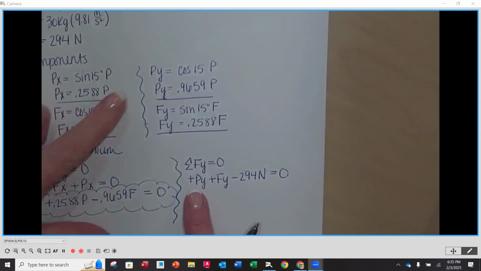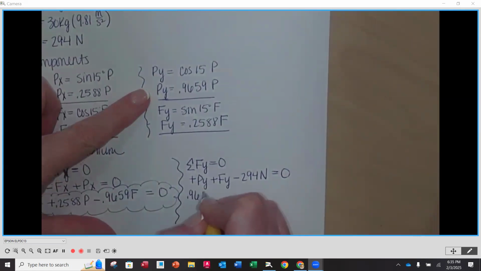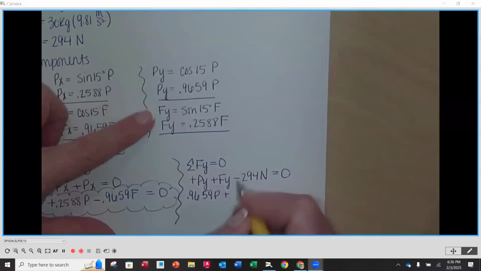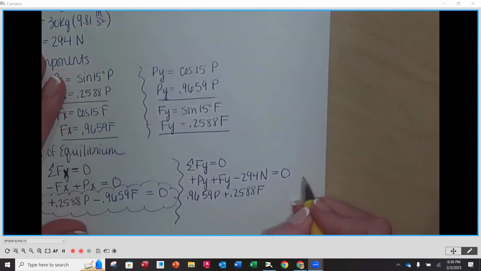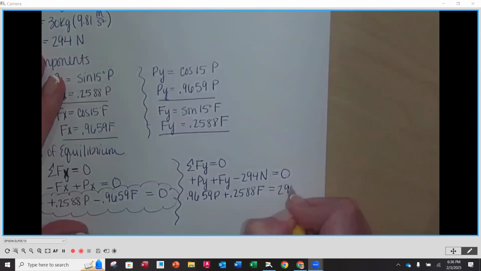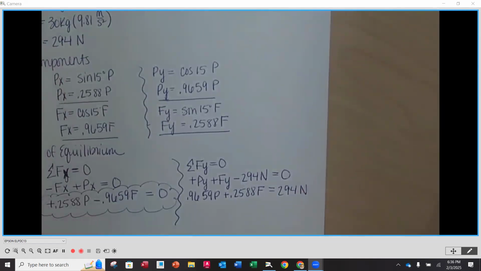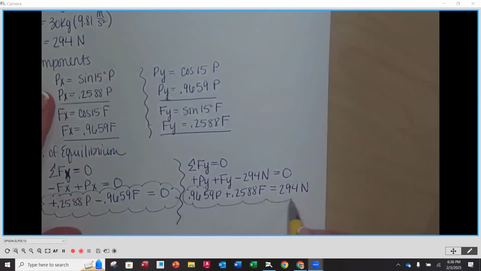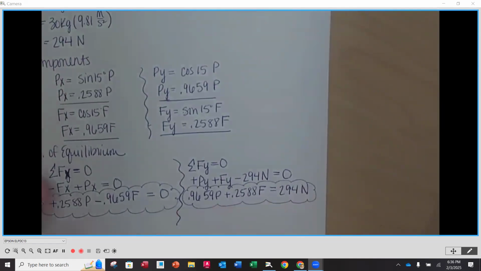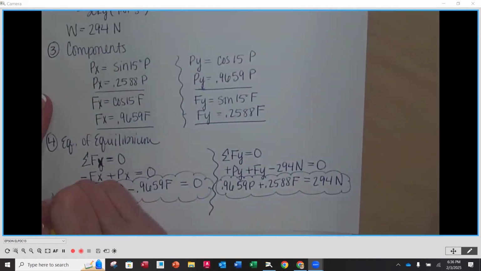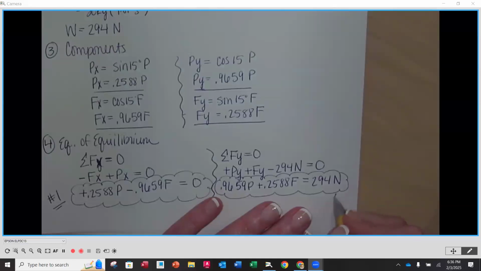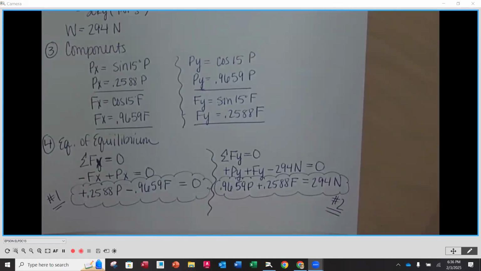And now we're going to substitute for each one of these. So 0.9659P plus 0.2588F. And I'm going to put my 294 on the other side right away, 294 newtons. Here again, I've got two unknowns. I've got P and F as the variables that I don't know. So I need to leave that equation there. But this is the second equation that I have that has the same two unknowns. So I'm going to call this one number 1 on the left-hand side, and this one number 2 on the right-hand side.